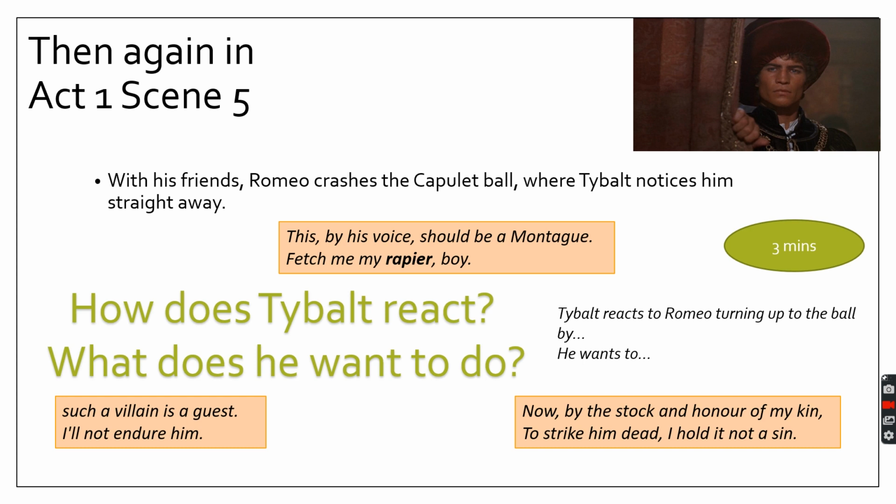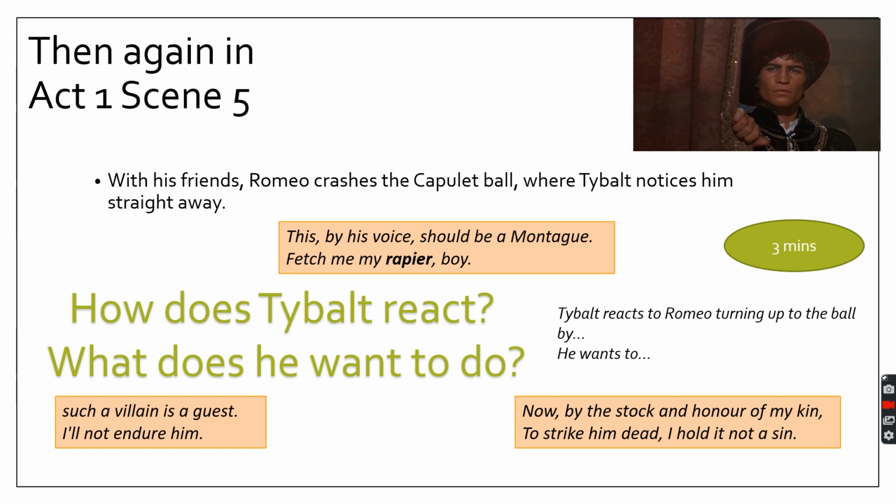Okay, so we also meet Tybalt in Act 1, Scene 5. Romeo and a bunch of his laddie mates all crash the Capulet ball, but Tybalt notices him straight away. And he says, "This, by his voice, should be a Montague. Fetch me my rapier, boy. Such villain is a guest, I'll not endure him. Now, by the stock and honour of my kin, to strike him dead, I hold it not a sin."